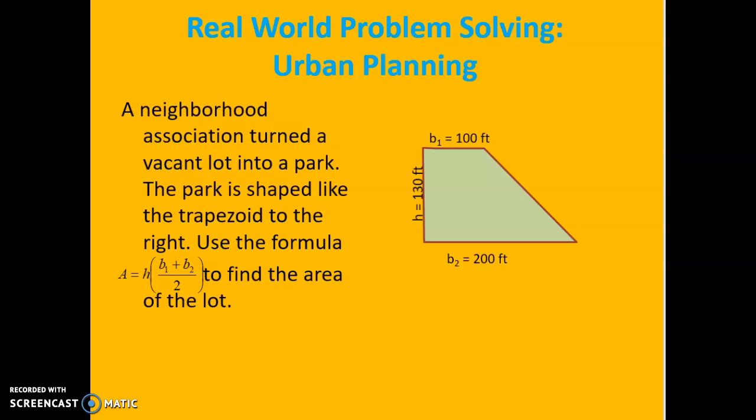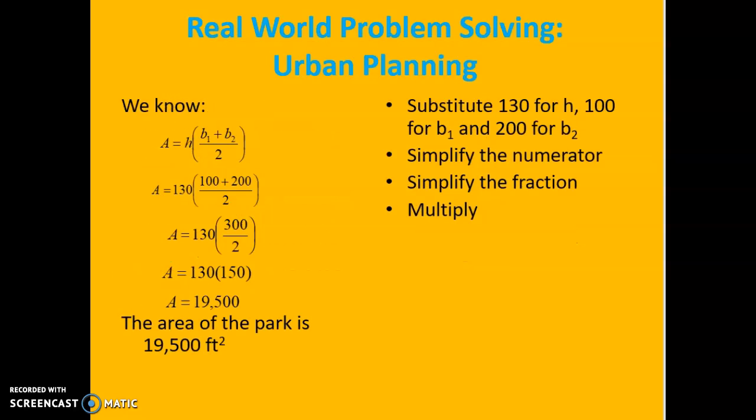Now, again, you're going to have to plug in the values. The height you see is 130. We see the base 1, that means just the top there. The top base is 100 feet. And then we have the bottom base, which is 200 feet. So, plugging into the formula, in place of the h we put the 130. For the top base, we put 100. For the bottom base, we put 200, and then 2 for that denominator.